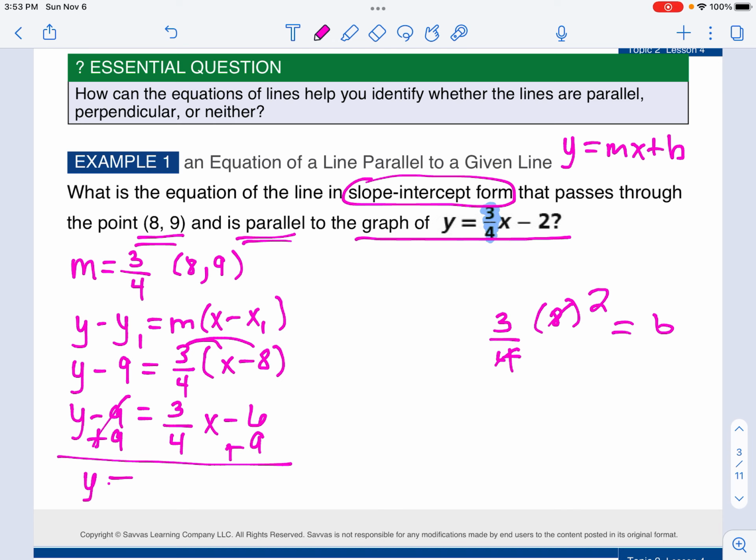So in slope-intercept form, y equals 3/4x minus 3. That's your final equation written in slope-intercept form.